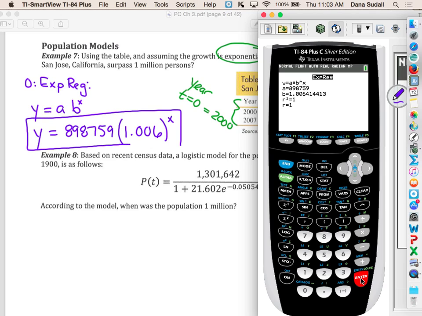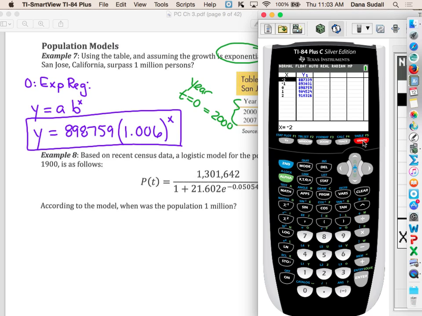So there's my equation. And then the question for this is, when is their population going to exceed 1 million people? So if we go into the second and the table function, if you type values in for x for time, well, t equals 0 is 2000. So if I type in 15, that's 2015.